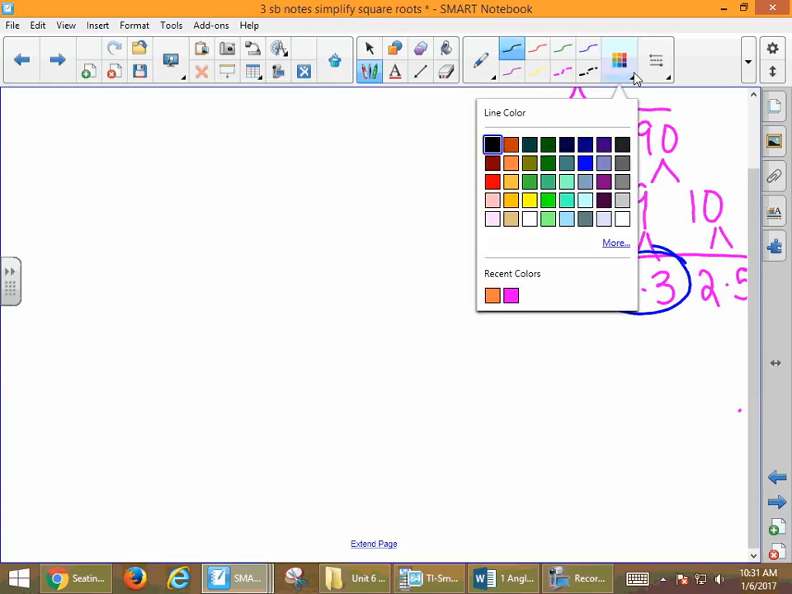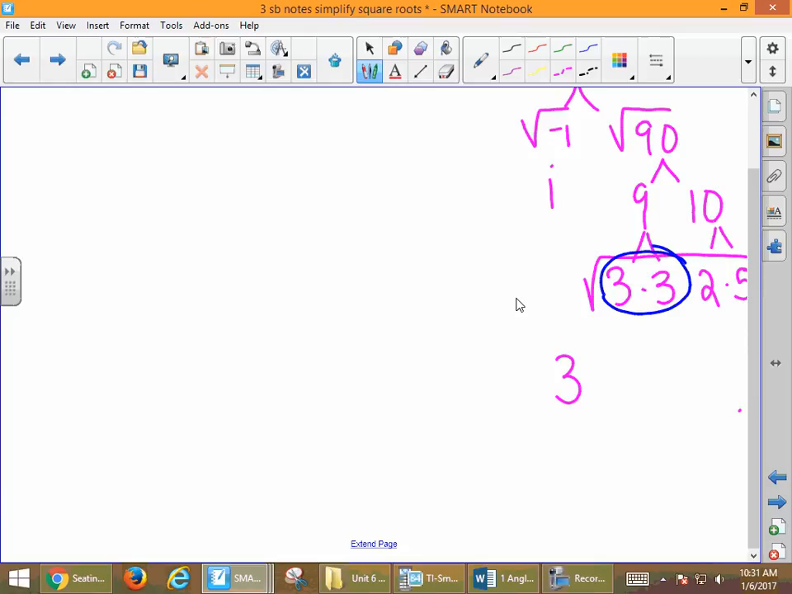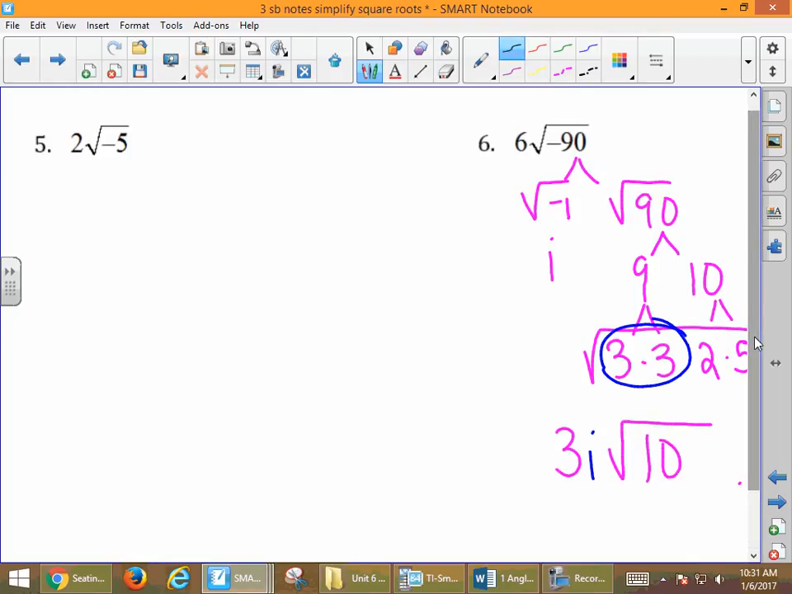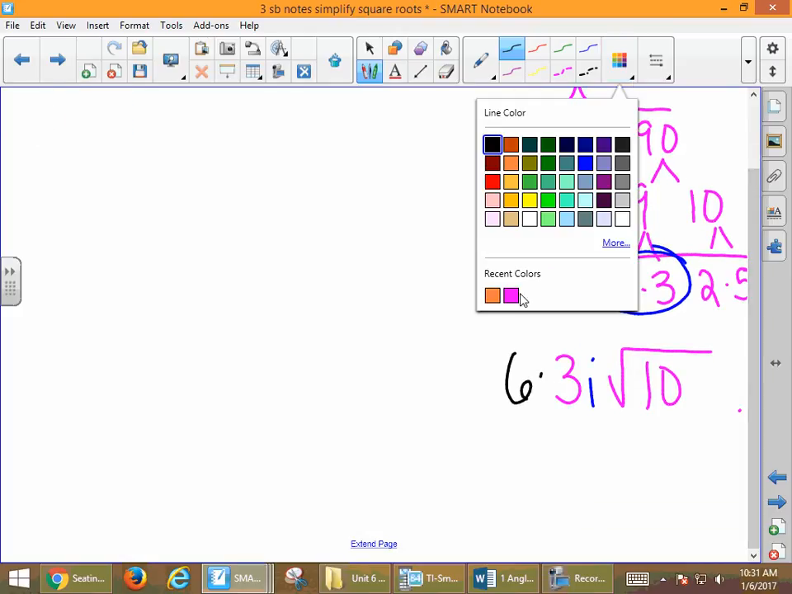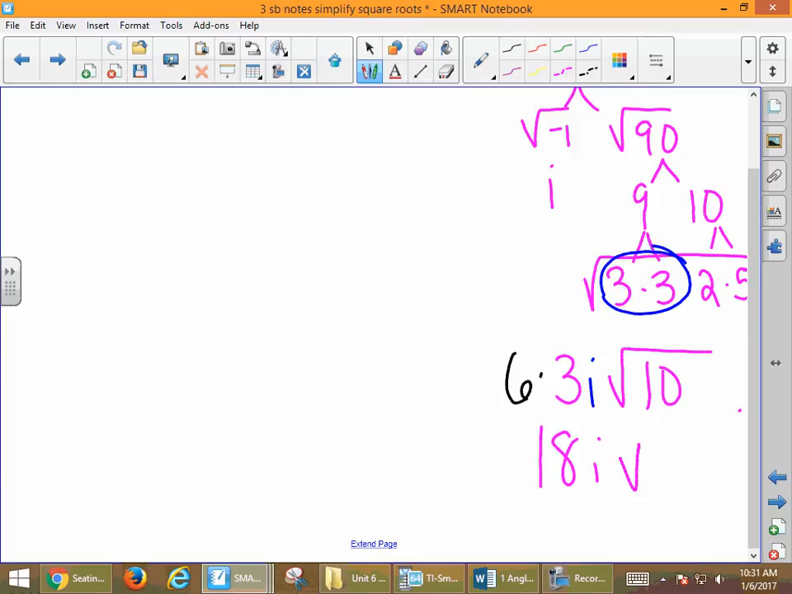So when we have that 2 of the same, we've got a 3. We still have this 2 times 5 underneath the radical. 2 times 5 is 10. Don't forget that we have an i. And even more so, don't forget that originally the problem said 6 times the square root of negative 90. So we need to multiply our answer here times 6. So when we finish on this, 6 times 3 is 18i radical 10.